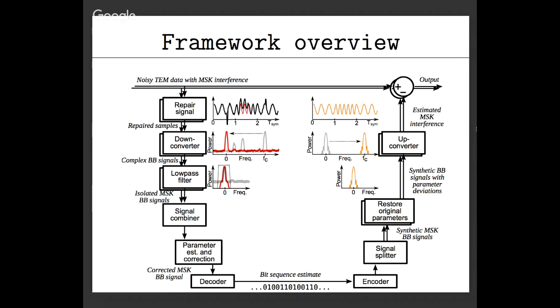When you're happy with that, you upconvert the signal. Basically, we stop the rotation in the complex plane, we reapply it, upconvert it from 0 hertz to a central frequency. And we now have a clean representation of the radio signal, which we subtract from the original data, and hopefully we get a better signal.